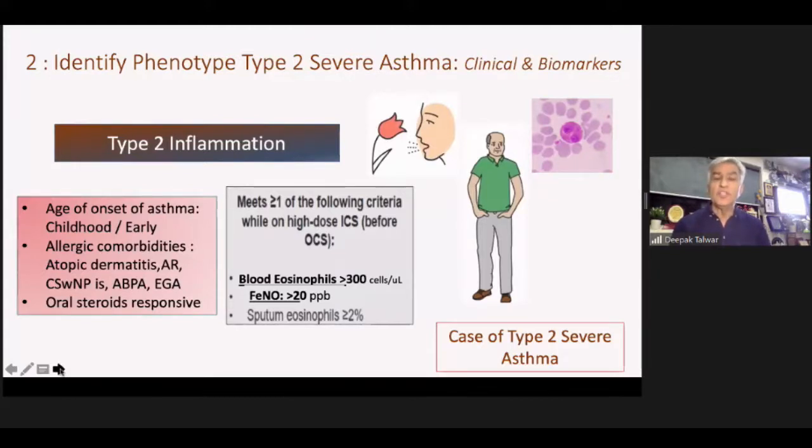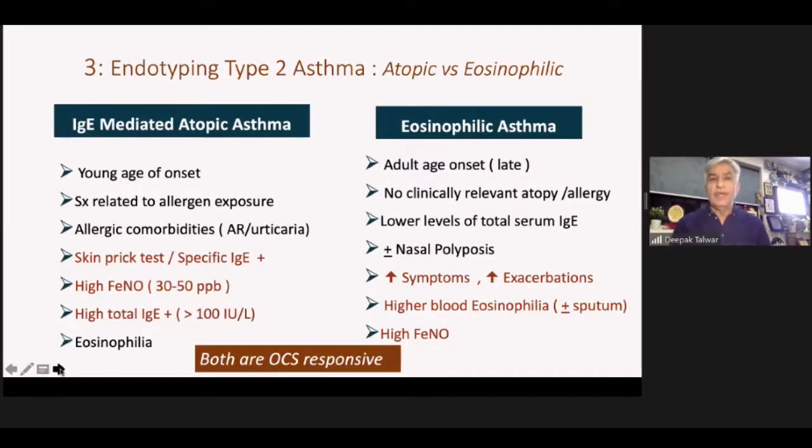Along with clinical features, we also look at some biomarkers in these patients to identify type 2 inflammation. That is blood eosinophils usually more than 300, exhaled nitric oxide more than 20 parts per billion, or sputum eosinophils more than or equal to 2% in the sputum. So if the patients meet these criteria of type 2 inflammation, we call them type 2 severe asthma, and these are the candidates for the biologicals to be used. After this, we come to the third touch point, that the patient has type 2 severe asthma.